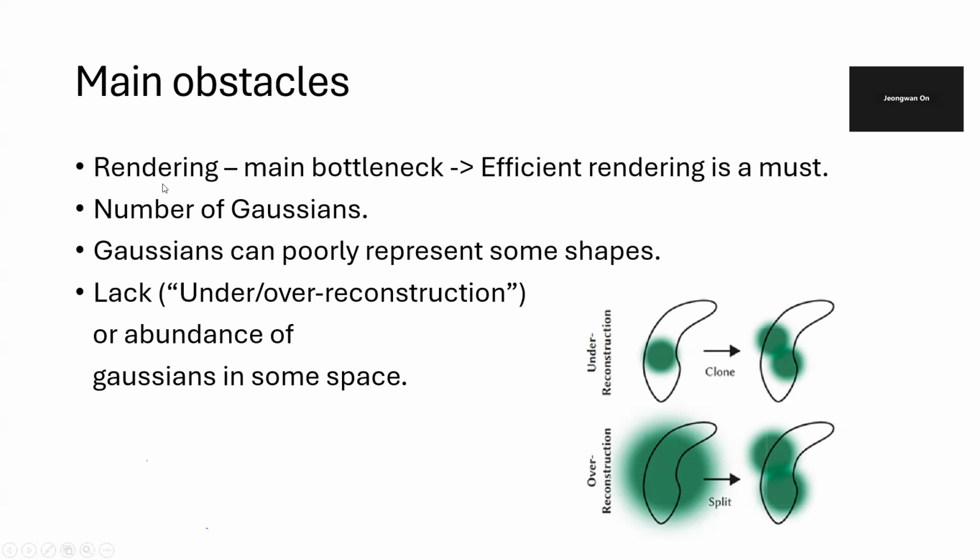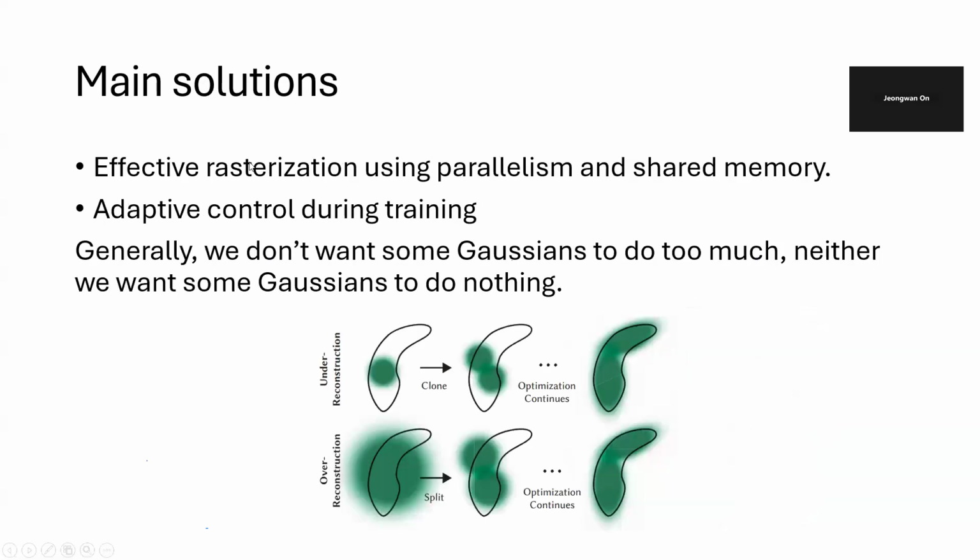Also, the main bottleneck in efficiency is rendering. Rendering takes the most time in our algorithms, and efficient rendering is a must in this situation. Also, we have to keep in mind that we want to have as few Gaussians as possible. Also, we have under reconstruction and over reconstruction here. So the main solutions to those problems are effective rasterization, which is a kind of rendering using parallelism and shared memory, and also adaptive control during training to keep the number of Gaussians low.